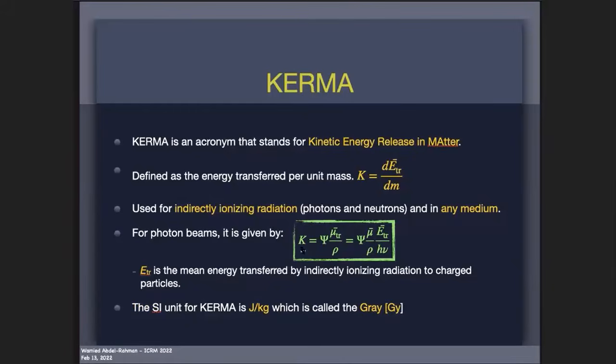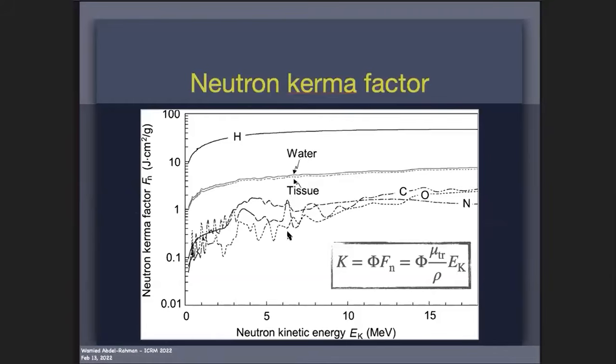If we get the energy fluence, we multiply that by the mass, the KERMA here. And the SI unit for KERMA is joules per kilogram, which is often called the gray. For neutrons, we have KERMA for neutrons, and instead of using the energy fluence, they actually use the particle fluence. So it's the particle fluence of the neutrons multiplied by a neutron KERMA factor, the product of the two, the KERMA for neutron beams.